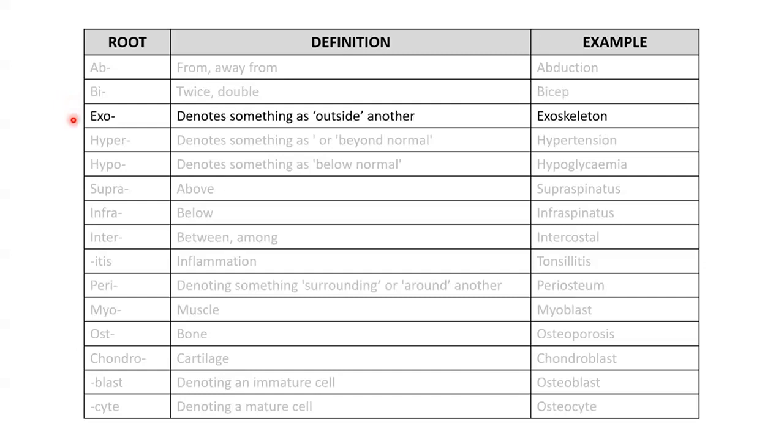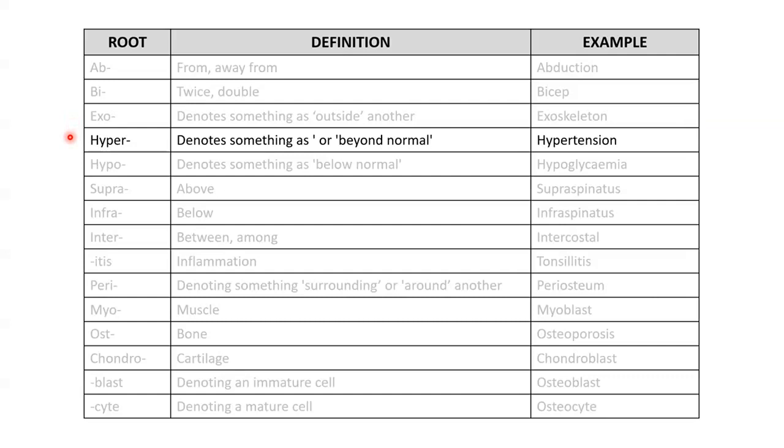Exo denotes something outside something else. So we have an exoskeleton. For example, the exoskeleton of a bug is that hard outer layer that's on the outside. If we think of exocytosis, it's that movement of a substance outside of a cell.